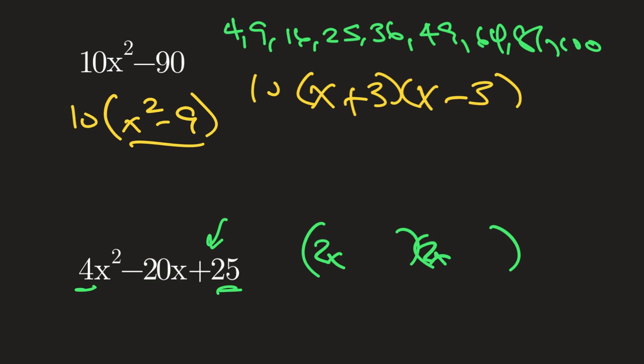2x and 2x for 4. 5 and 5 for 25. Now I'm going to make sure this works. Take a look at your outside. 2 times 5 is 10. 5 times 2 on the inside is 10. Do 10 and 10 add to 20? This works. What kind of a 20 is it? Negative. So if I'm going to add integers to get a negative result, both signs need to be negative.